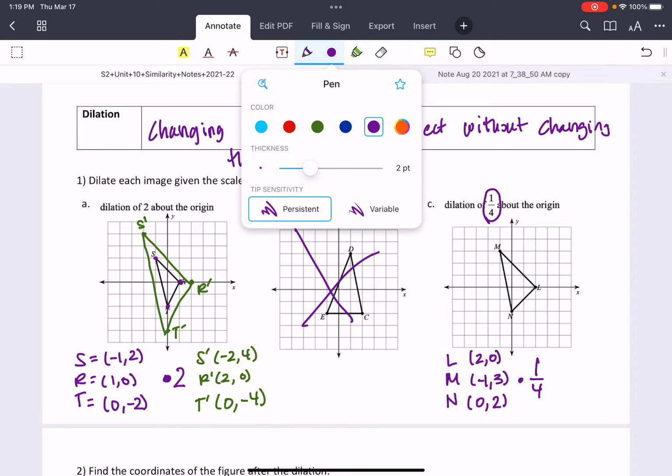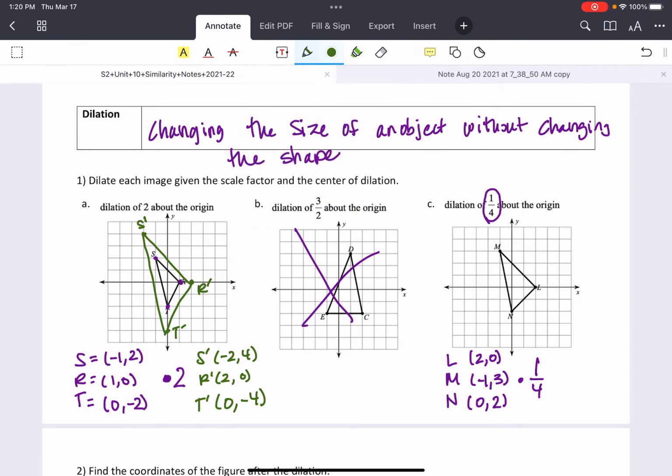Well, 2 times 1/4 ends up being 1/2. And 0 times a fourth is still 0. M prime is -1/4, 3/4. N prime is 0, 1/2.